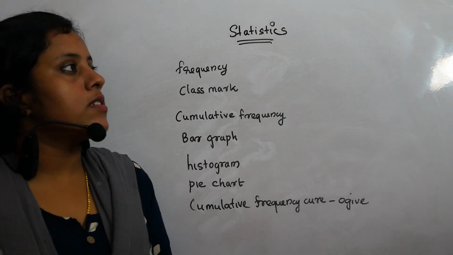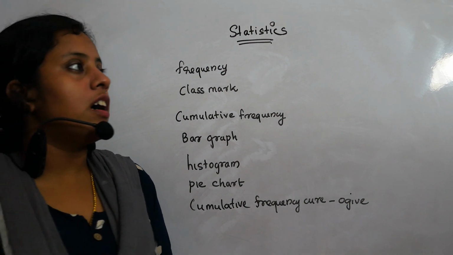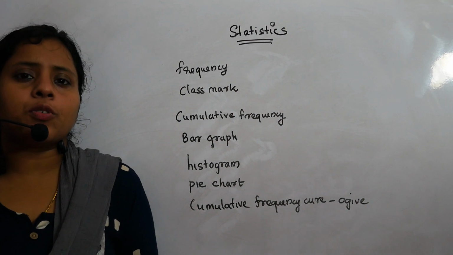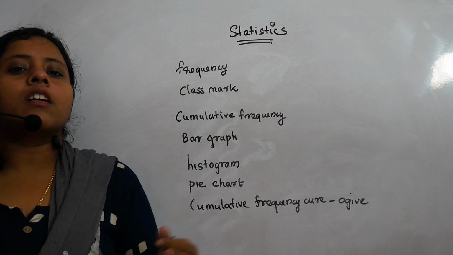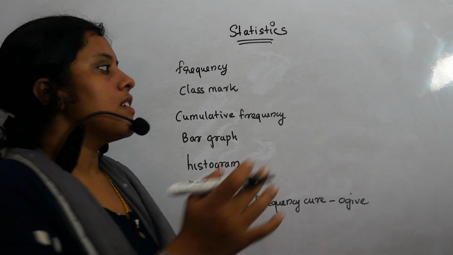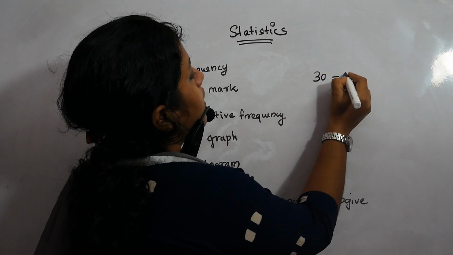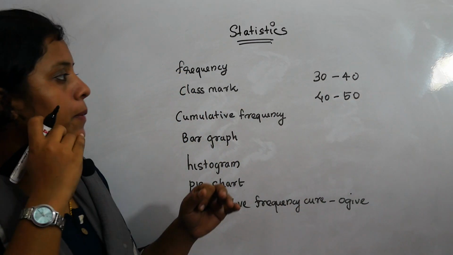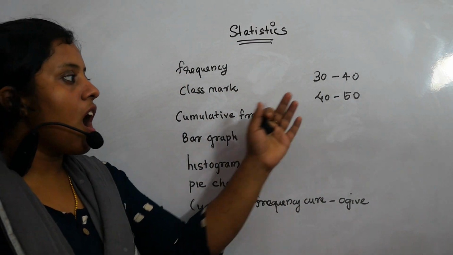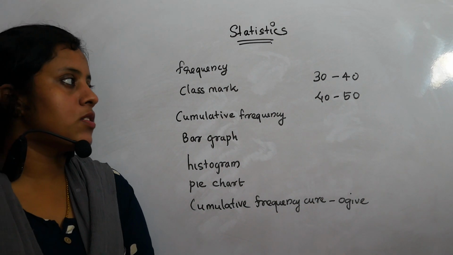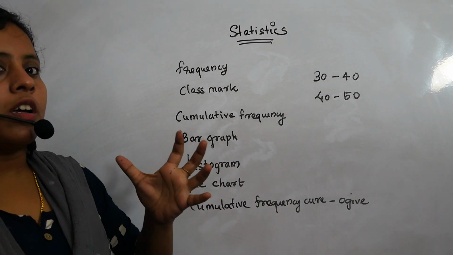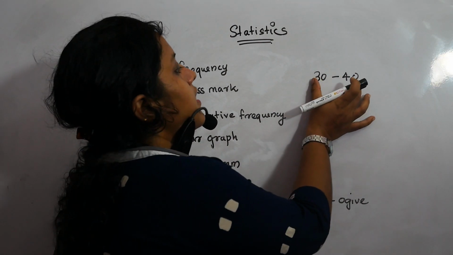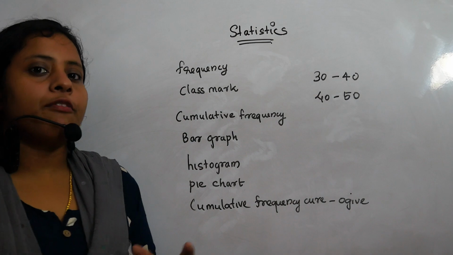Frequency means, suppose we are having some students in our class, and we are calculating their marks. Some people are getting 30 to 40 marks, some are getting 40 to 50 marks. So how many people are getting 30 to 40 marks? How many people are getting 40 to 50 marks? That is the number of people or number of things that falls under this class. We can call it as frequency.